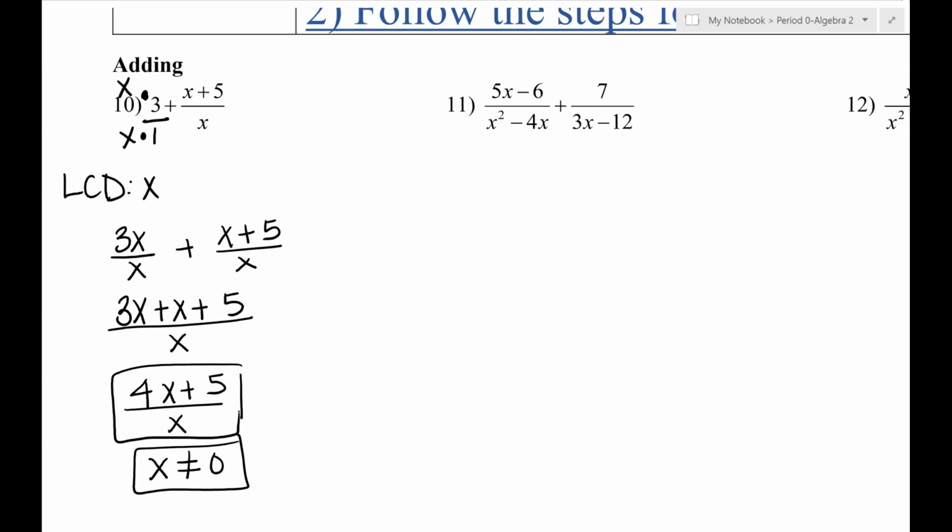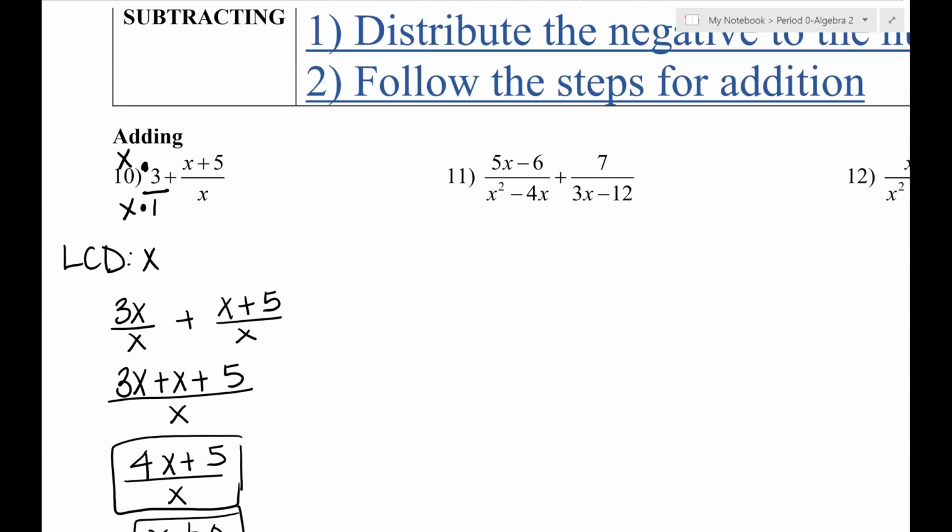Number 11. 5x minus 6 divided by x squared minus 4x plus 7 divided by 3x minus 12. Okay. We should try to do what according to guidelines? Factor. You're right. So 5x minus 6, I cannot factor that at all, so I'm just going to copy that over. X squared minus 4x, what can we factor there? Good. Take out an x. You now have an x minus 4. Plus 7 over here, can't do anything there. 3x minus 12, what can we factor? Take out a 3. So we have an x minus 4.